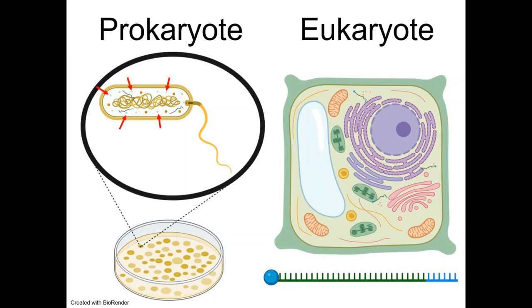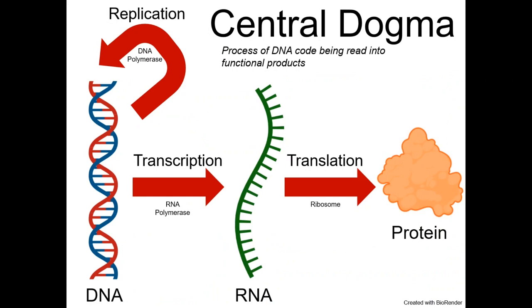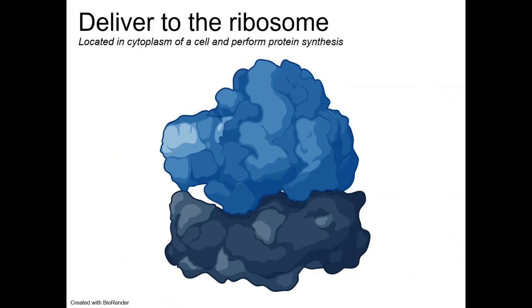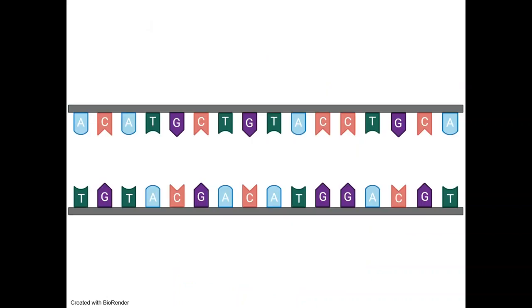We are going to focus on the last portion of Central Dogma, the translation of RNA into a protein within the ribosome. Ribosomes are located in the cytoplasm of the cell and perform protein synthesis. Ribosomes themselves are made of ribosomal RNA and proteins. How do ribosomes know what proteins to make?